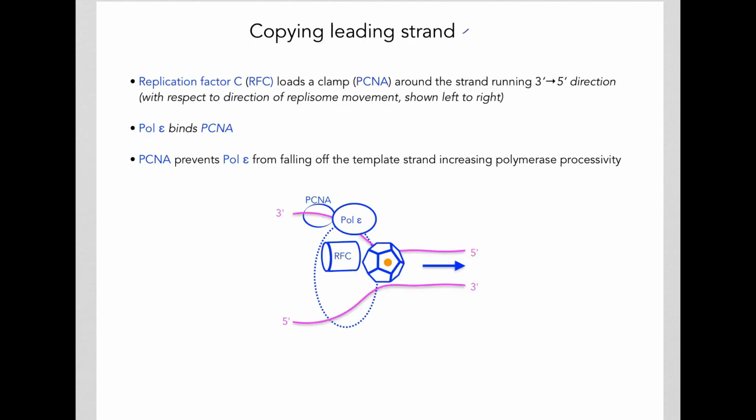Okay, let's look at copying the leading strand. The replication factor C, RFC, will load a PCNA clamp on the leading strand, and you can see that happens here. And then once the clamp is loaded, Pol epsilon will come and bind to the clamp. This PCNA will prevent polymerase epsilon from falling off the template strand, thereby increasing polymerase processivity.